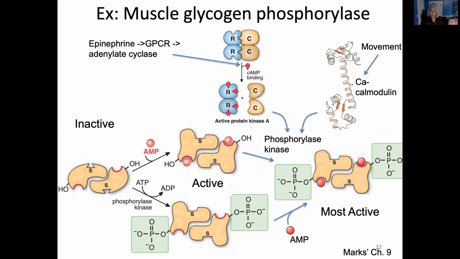So a long story, putting some physiology together with this kinetics. Here's an example where we have both an allosteric activator, AMP, as well as a post-translational modification, phosphorylation, affecting the activity of this enzyme.